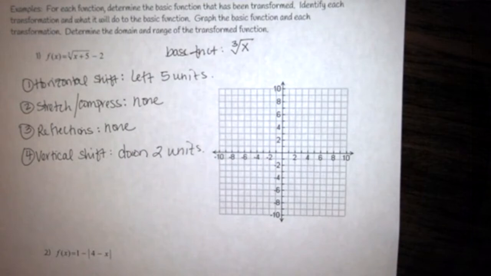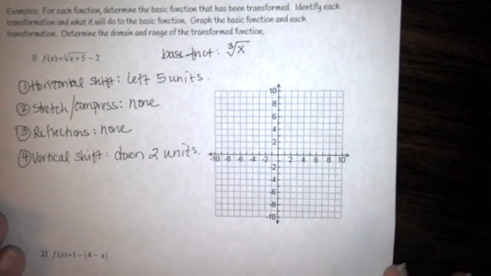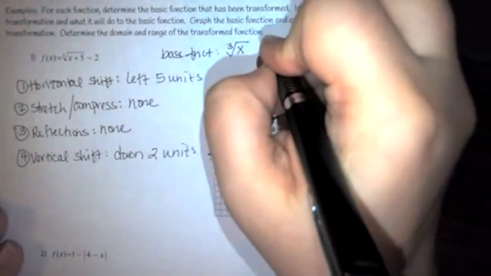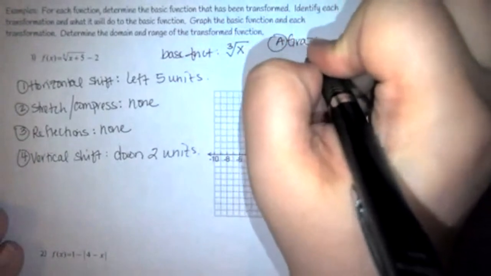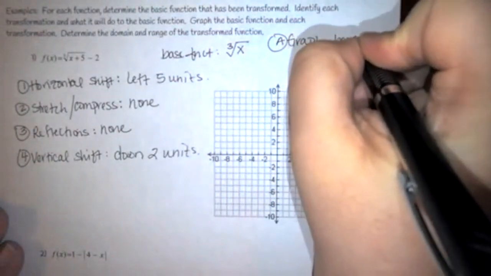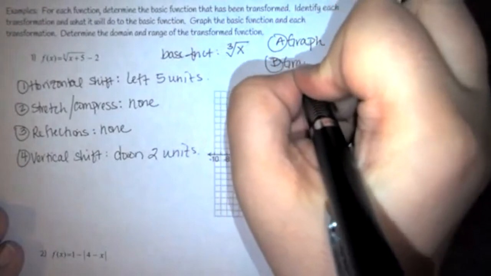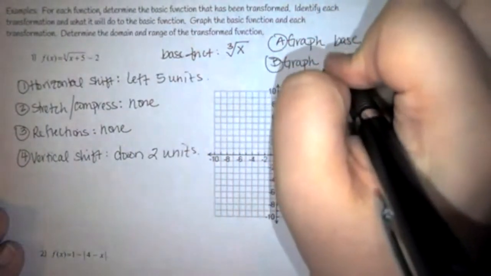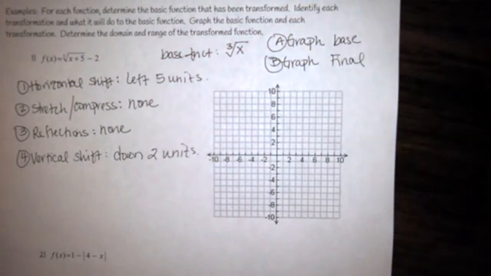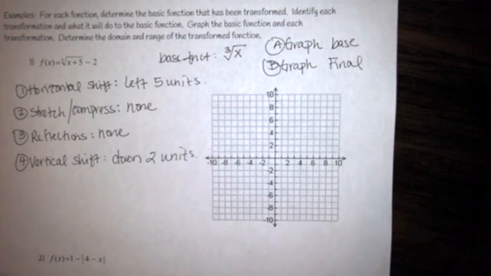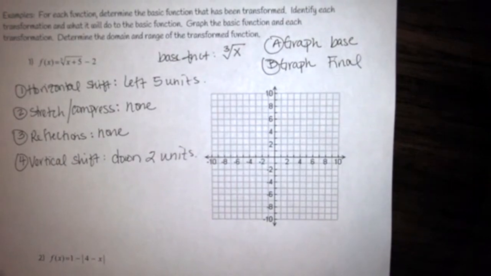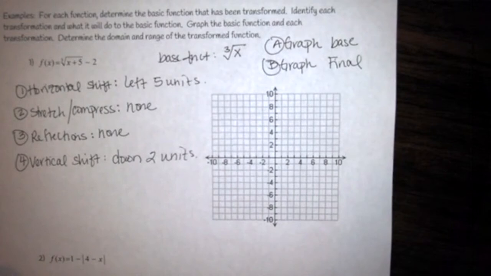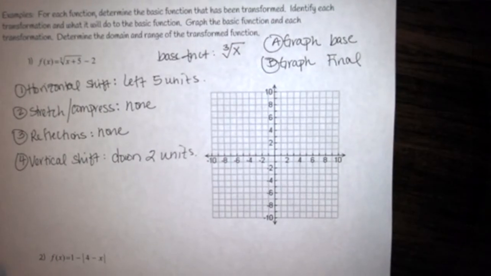So now I have to start working on graphing my translations. So the important piece that you need to do is, 1, you need to be able to graph your base, and then 2, you need to be able to graph your final, like your final after all your translations have occurred. So first and foremost, we need to graph the base function. Okay? So we are looking at the cubed root of x plus 5 minus 2.